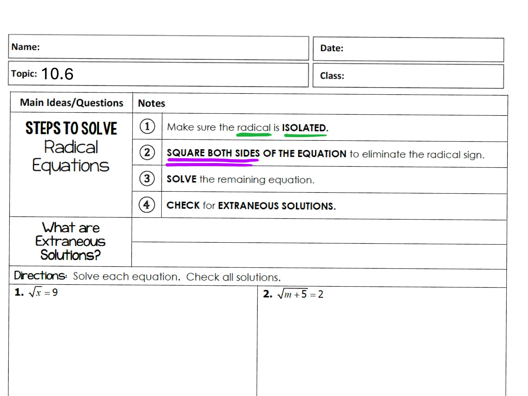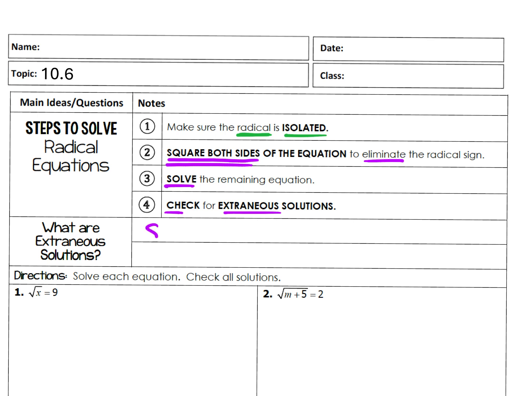What does it mean to square something? Take it to the second power. So you're going to take both sides of your equation to the second power. You're going to square both sides. That will get rid of your radical sign. And then it's just solve the equation. From there, you should know exactly what to do. So solve the rest of it. And then you always check for extraneous solutions. Extraneous solutions are just solutions that don't work in the original equation.